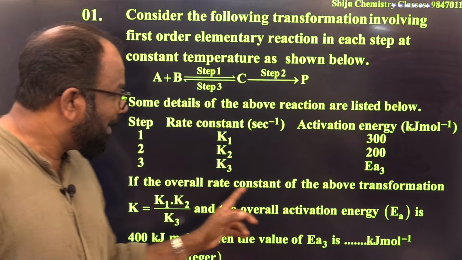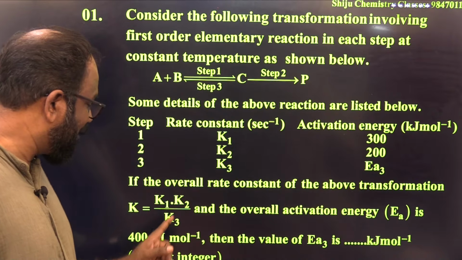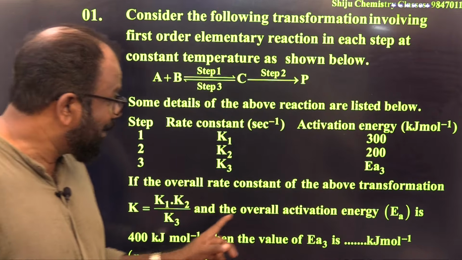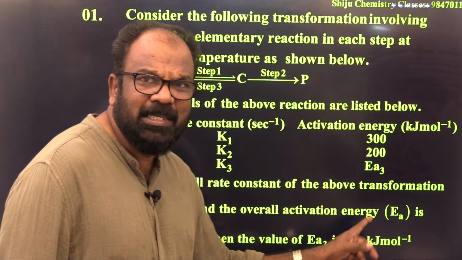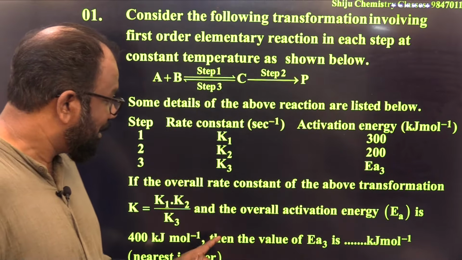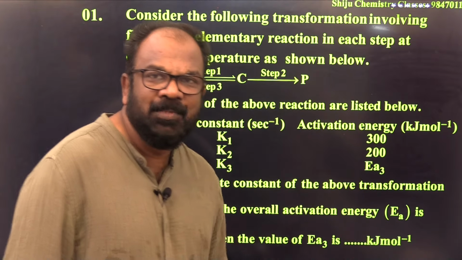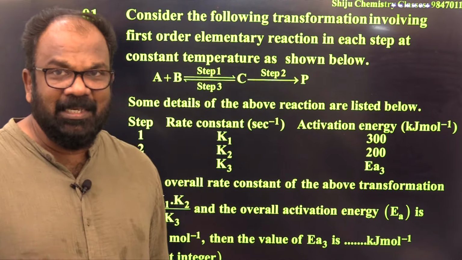If the overall rate constant of the above transformation K is equal to K1 into K2 divided by K3, and the overall activation energy (EA) is 400 kilojoule per mole, then the value of EA3 is dash kilojoule per mole (nearest integer).